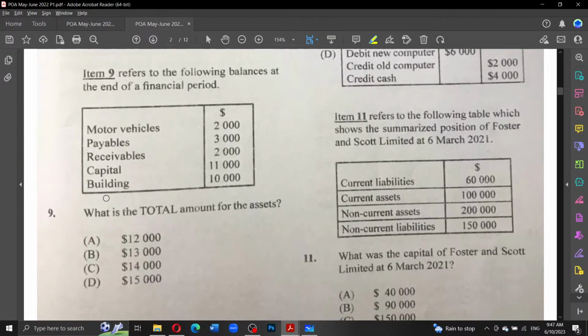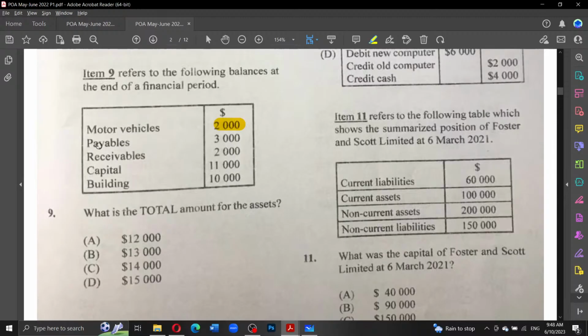Item 9 refers to the following balances at the end of the financial period. We have 5 items here again. What is the total amount for the assets? So just assets will be added. Going through the first one here, motor vehicle. This here is a non-current asset.